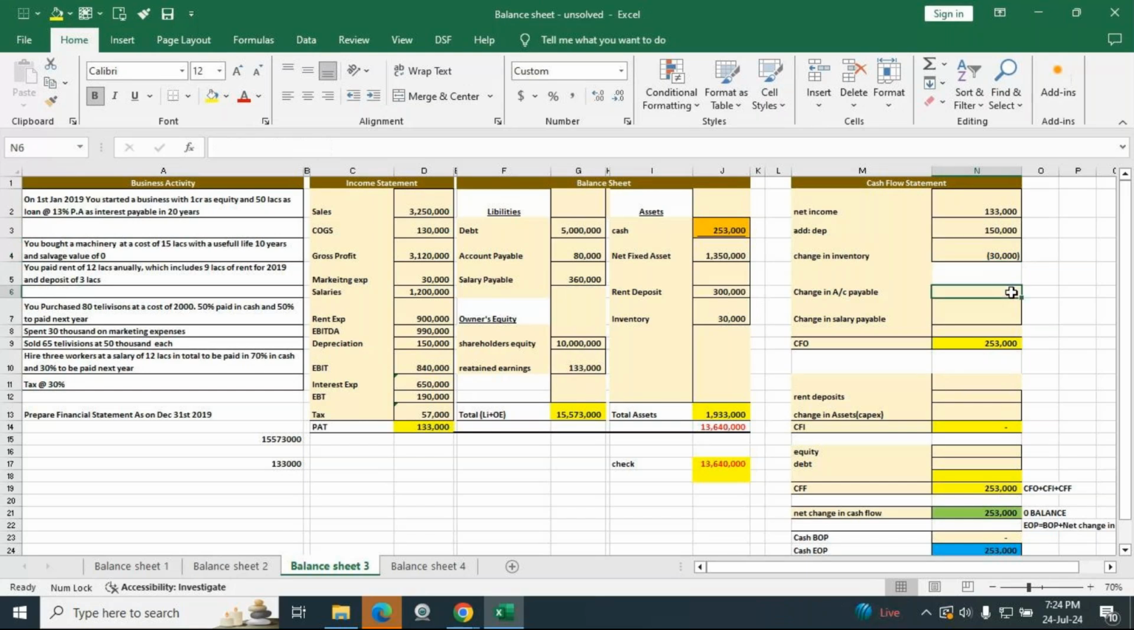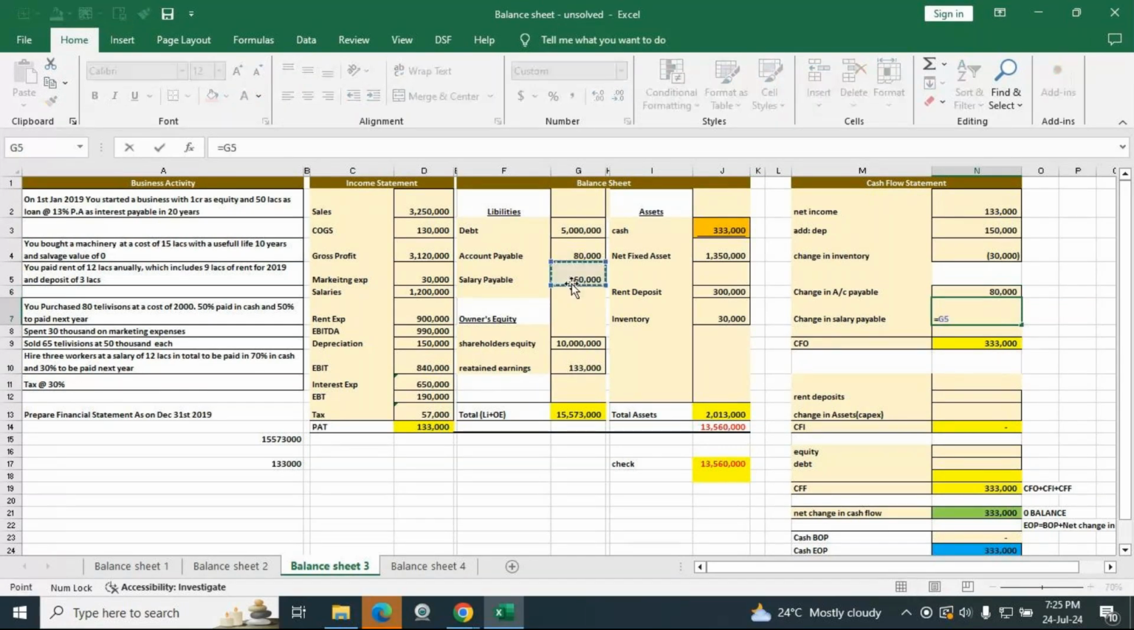Account payable. Actually when we are doing the cash flow statement, we don't show this. But at the end of the financial year, when I have to solve this, I am showing it. Account payable is 80,000 rupees, so I'll take equals 80,000 rupees. Salary payable equals 3,60,000 rupees. So I'm getting this amount. Understood till here? Yes, ma'am.